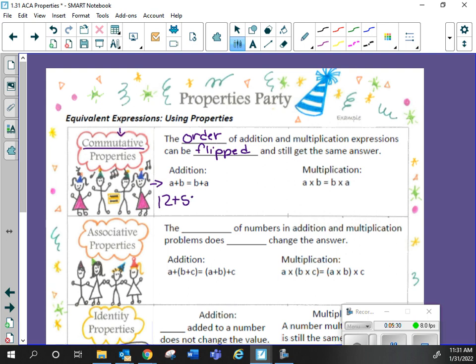12 plus 50. Class, we agree that would be the same thing as 50 plus 12? Yes. Yes, it would. Okay? For multiplication, A times B is the same as B times A. Wigma, give me 2 numbers.